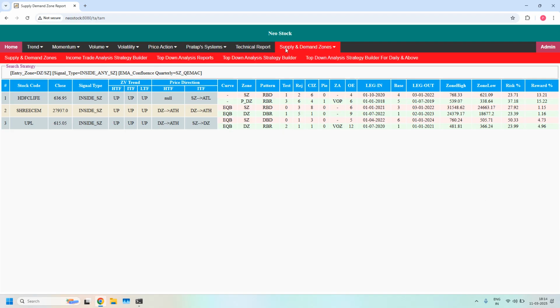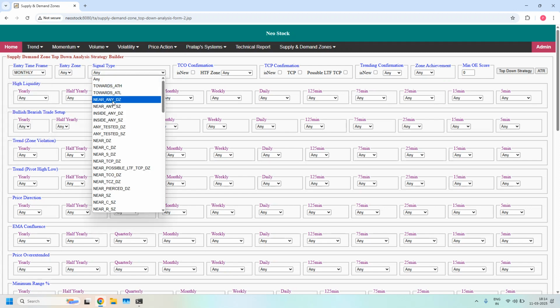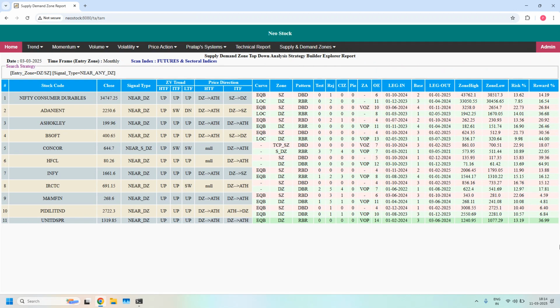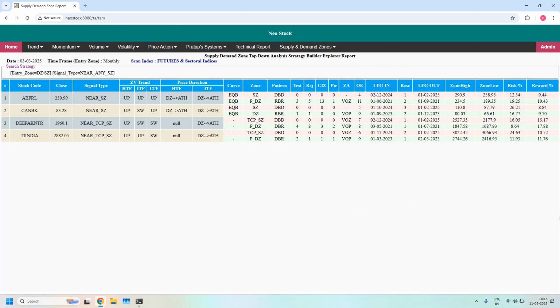Next time frame is monthly. Stocks near monthly demand zone. We got 11 stocks. Next, stocks near monthly supply zone. We got 4 stocks.